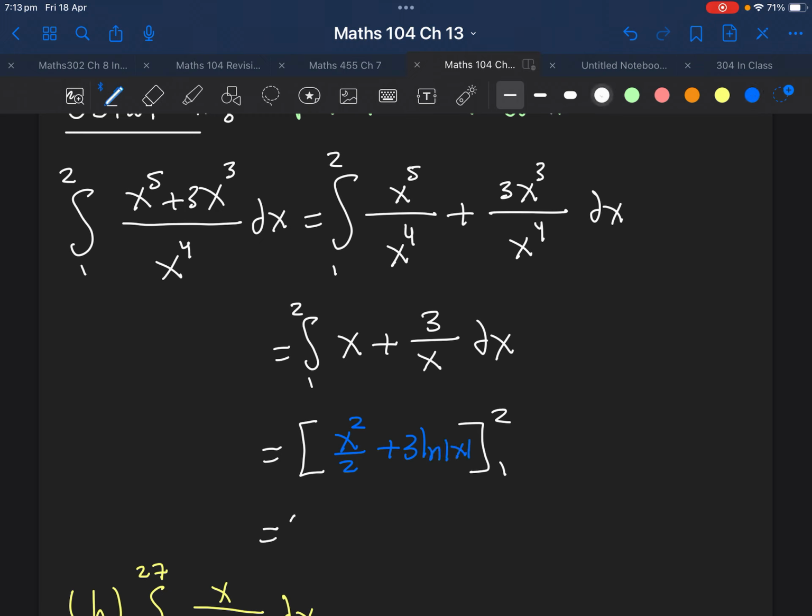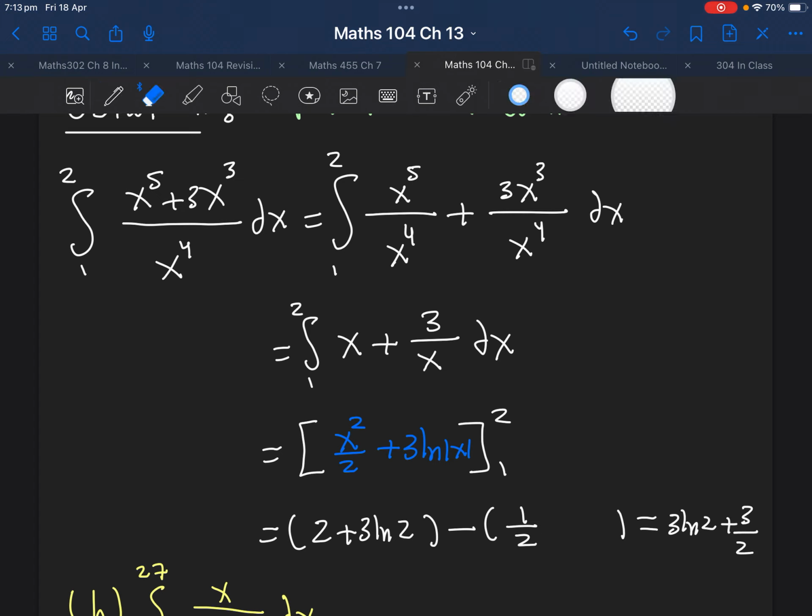And the final answer will just be two numbers. If you substitute 2, you will get 2 plus 3 ln 2. If you substitute 1, you get just a half. And then you can just write the final answer as this one. And that's exactly what you should expect to get. So here is this one.